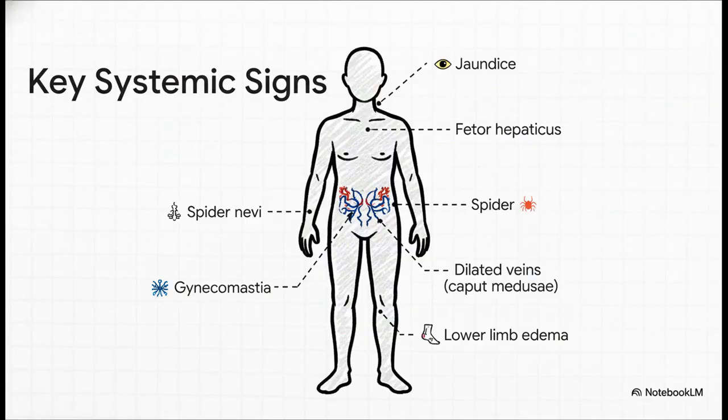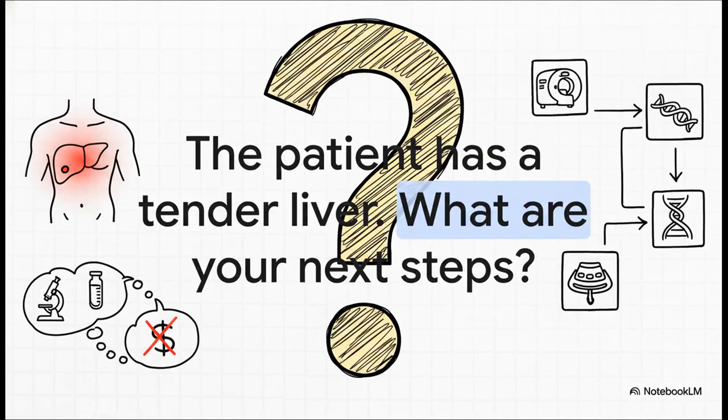And you know, the liver is not an island. Its health affects the entire body. So I'm also looking everywhere for the systemic signs of chronic liver disease. You check for jaundice under the tongue, look for spider nevi on the chest, check for gynecomastia, and look for swollen legs. All these clues help build a picture of the patient's underlying liver function, which is just crucial information to have.